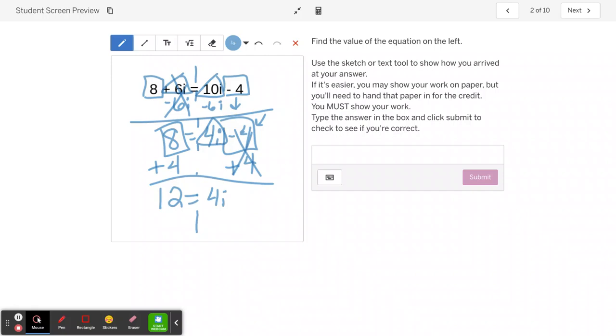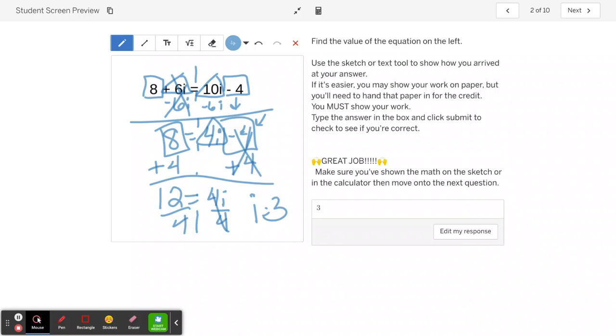Now, again, this means 4 times i. So the inverse operation of multiplication is division. So I'm going to divide both sides by 4. And I should get 3. Yep, good job.